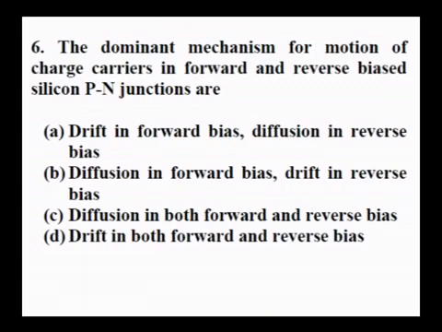Sixth question, the dominant mechanism for motion of charge carriers in forward and reverse bias silicon PN junctions are. See, when you forward bias a diode or a PN junction, diffusion is the major or dominant mechanism, and when you reverse bias, what happens? The depletion region width increases, the electric field becomes strong. Under the action of electric field, there will be drift of the charge carriers, especially that of minority carriers. So we can choose the answer where it says diffusion in forward bias and drift in reverse bias. So the answer will be B, diffusion in forward bias and drift in reverse bias.